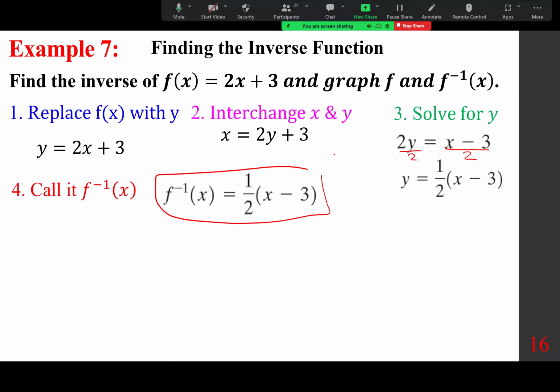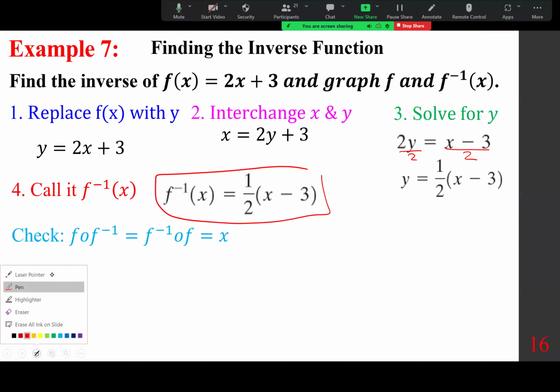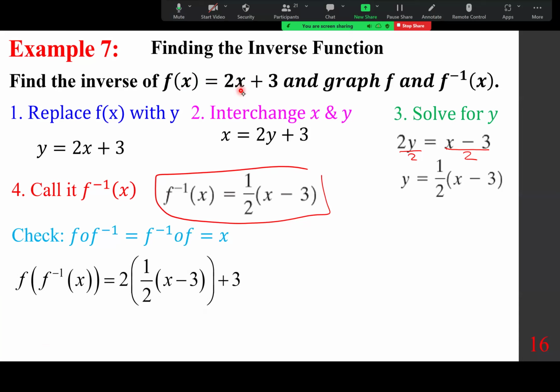Now let's check f of f inverse of x. That means here's the f function. Replace this x with this. 1/2 and 2 cancel each other. x minus 3 plus 3 is x.